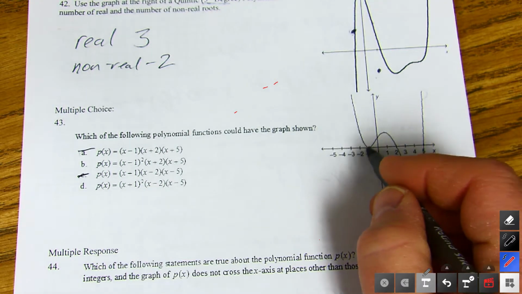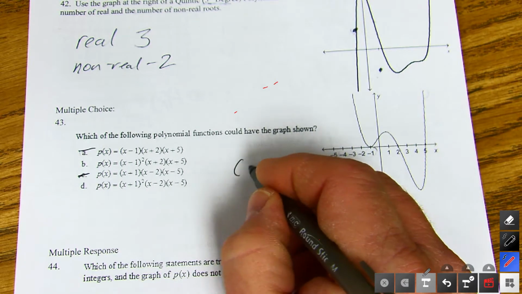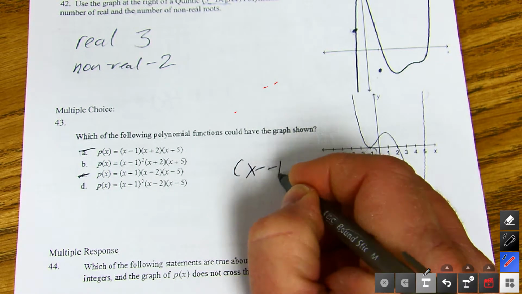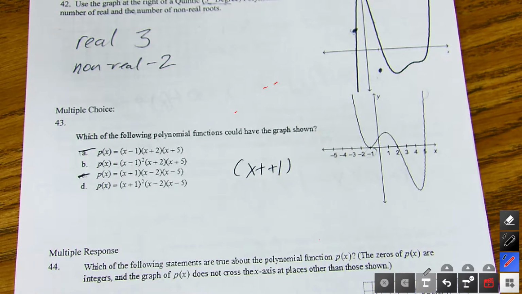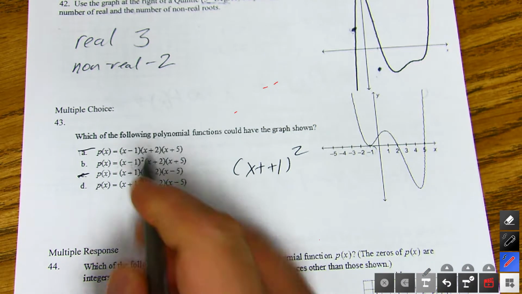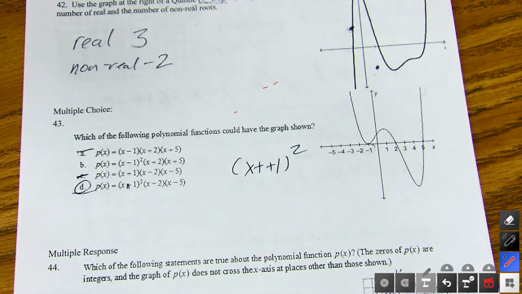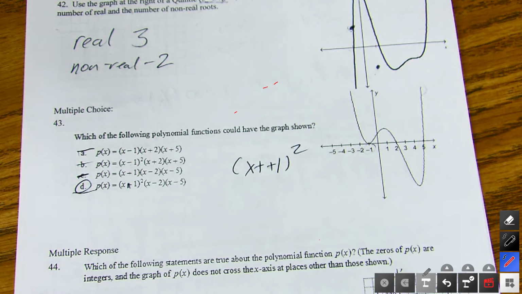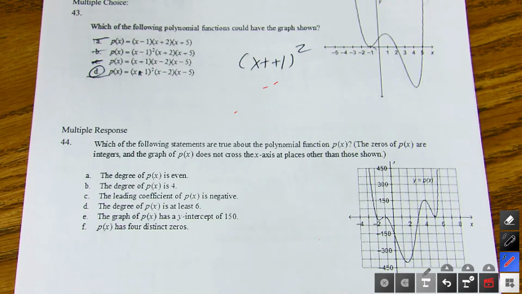Now, it has to have a 0 at -1. That means x minus a -1 is x plus 1, and it bounces at x plus 1 squared. So x plus 1 squared is this one. D is my answer. B is out. Woohoo! We flew through that guy.